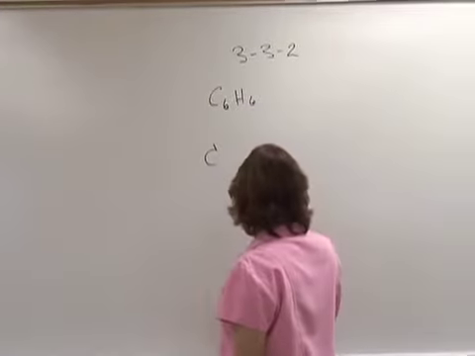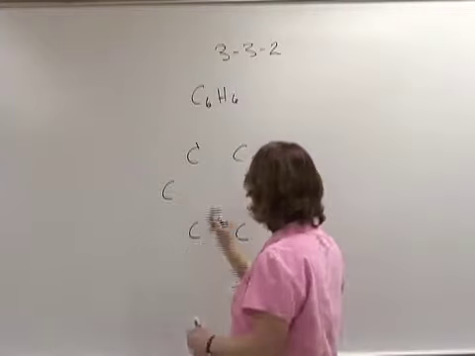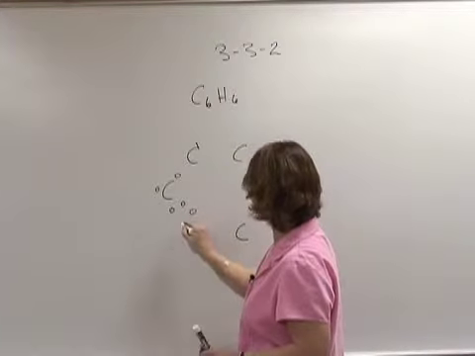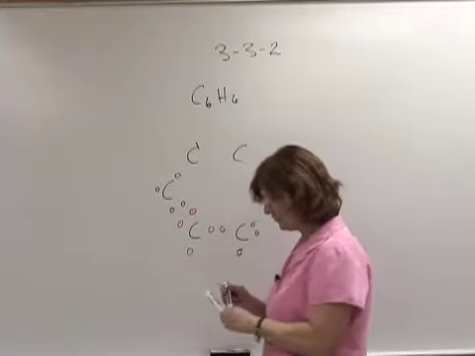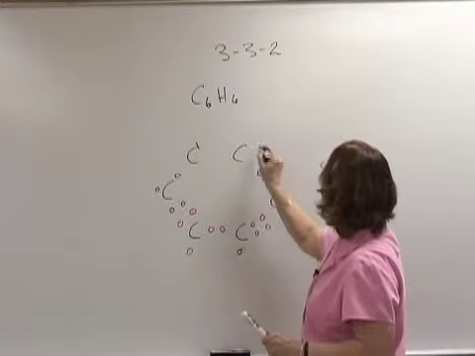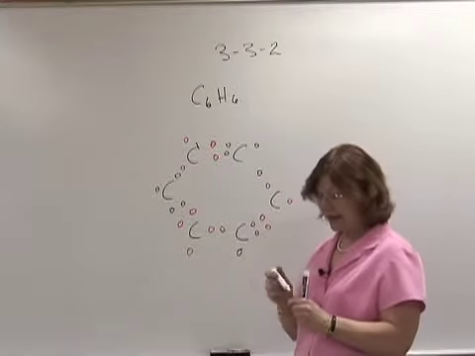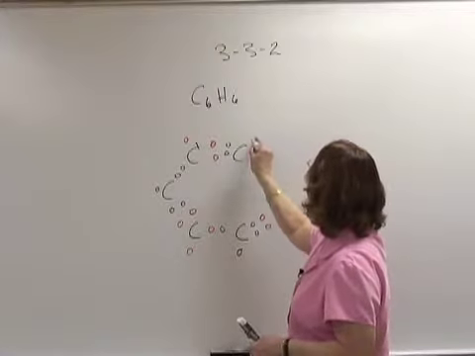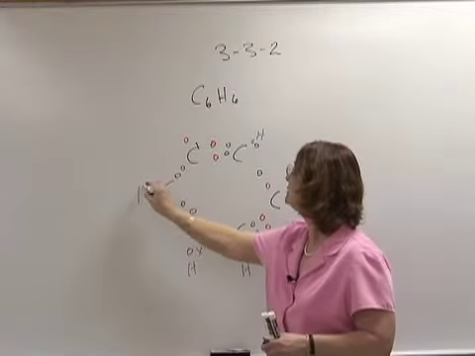There are six carbons. And each carbon has four electrons. 1, 2, 3, 4. And then the next carbon also has four electrons. 1, 2, 3, 4. And then we have four more, and four more, and four more, and the last carbon also has 1, 2, 3, and 4. Now on each site, I'm going to have a hydrogen coming off as well. So I have a hydrogen here, and a hydrogen here, and a hydrogen, and a hydrogen, and a hydrogen, and a hydrogen.